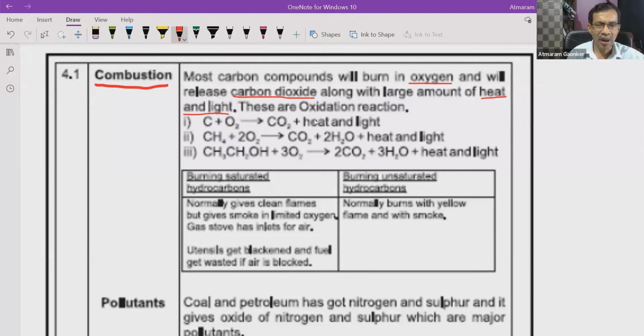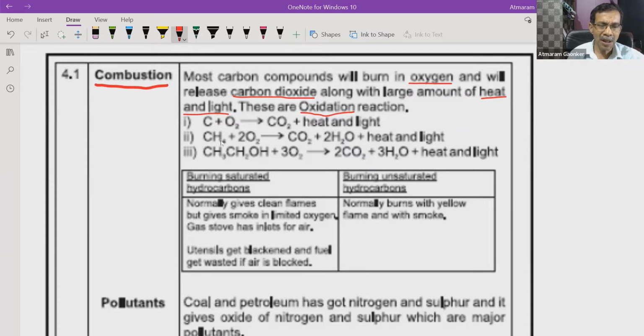This is oxidation reaction. So combustion takes place with the help of an oxidation reaction. So carbon with oxygen. See, the first reaction is carbon with oxygen, will give you carbon dioxide plus heat and light. So please remember this chemical equation. C plus O2 gives CO2 plus heat and light.